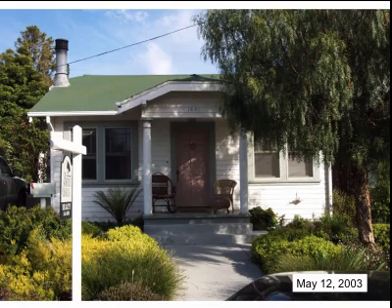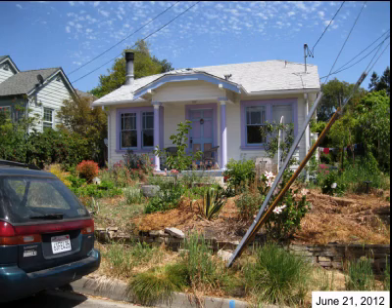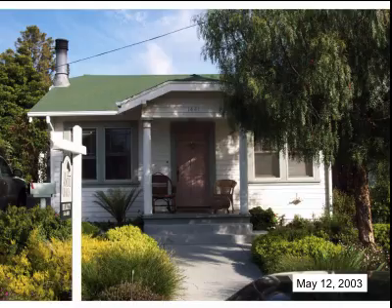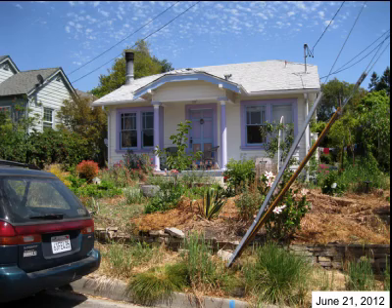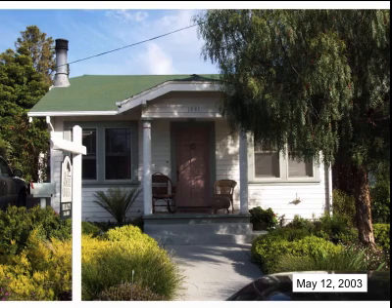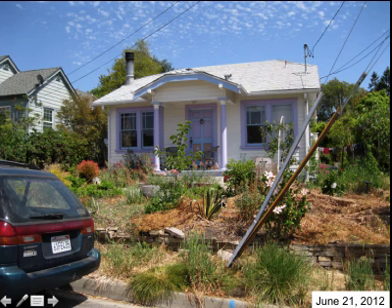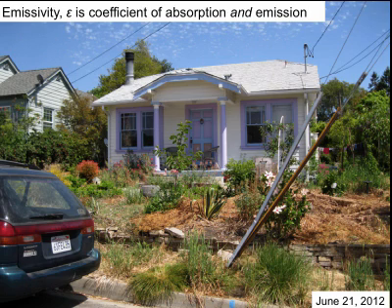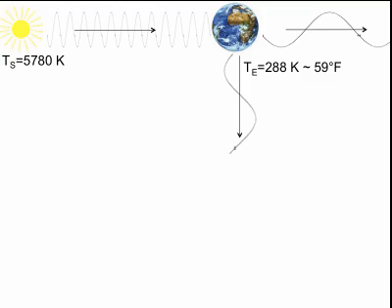So for instance, here's my house several years ago, and here it is today. You can see many things have changed. I cut down the big tree, and I painted it. But look at the roof. The roof used to be dark green, and now it's white. And so as a result, not only is my attic less hot in the summertime, but in the wintertime, I radiate away less heat at night, and so my house stays warmer. This is called a cool roof, and it's a very green technology. So emissivity is a coefficient of absorption and coefficient of emission.